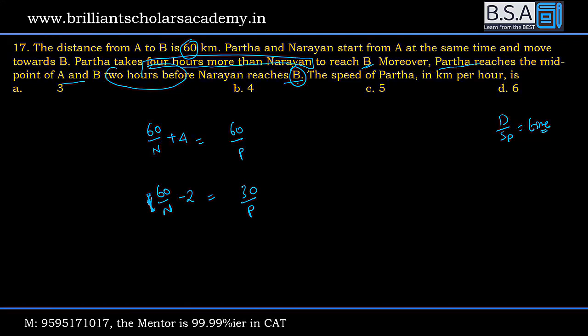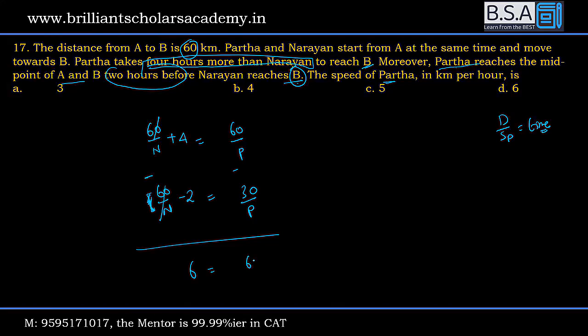Now, solving two equations, you need to find the value of P. P is the speed of Parth. If you want to replace options and check, then you need to check the value of n. Or else you observe, if I subtract these two equations, look, this and this will be cancelled. This becomes 6. 4 minus minus 2 is 6.